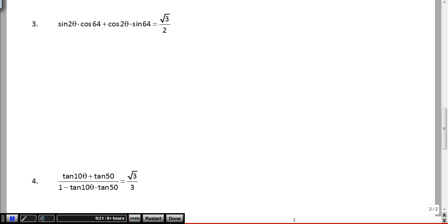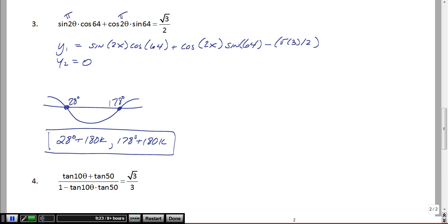Let's see what happens. For number 3, if you did it correctly, you have 28 and 178, both plus your 180k. Remember, you are in degrees, so the period of sine of 2 theta would be pi, but we know pi is 180 degrees when we're in degrees. Just make sure you enter this very carefully in the calculator, find your intersections, and sketch the graph so I can see what you did, and you are good to go.